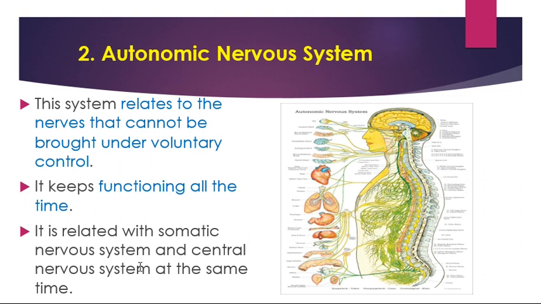How is it related to the central nervous system and the somatic nervous system? In the central nervous system, what is the central nervous system? Brain and spinal cord. In the central nervous system, the dendrites of the nerves form every part of the body and in the cortex.